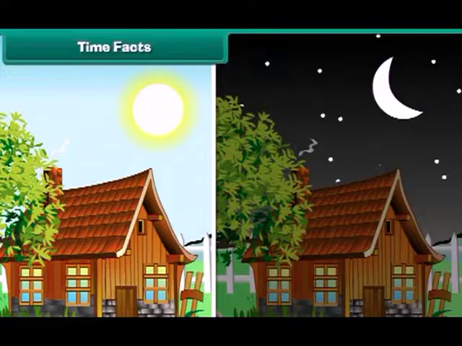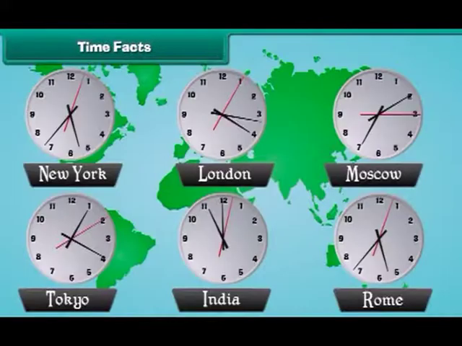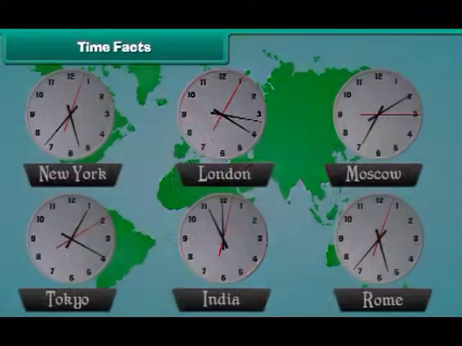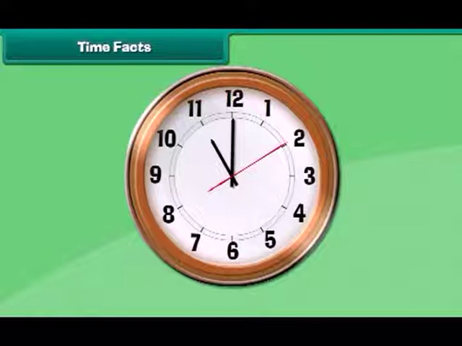As we just saw, at some places it is daytime and at others it may be night. Time changes when we move across the world. A clock is used to read time. As you see, a clock has three hands. The short hand tells about hours, the long hand tells about minutes, and this thin hand tells about seconds.